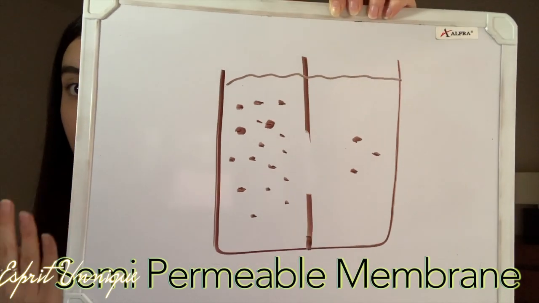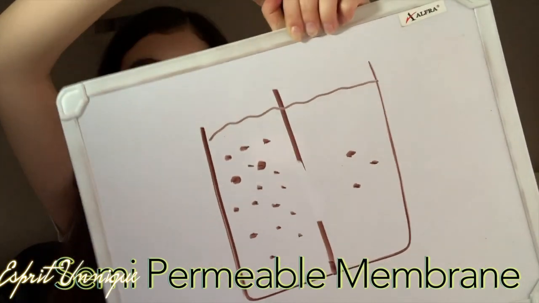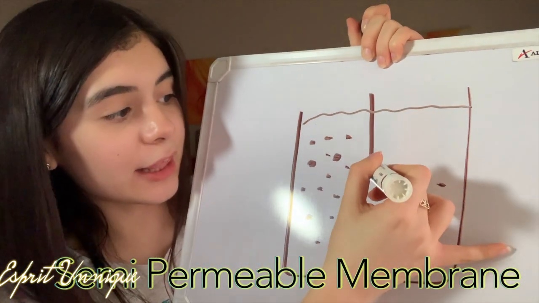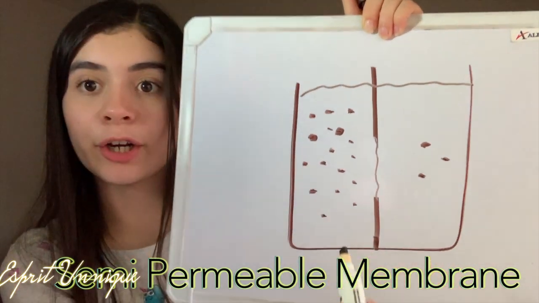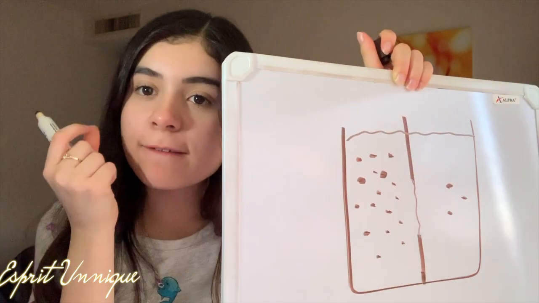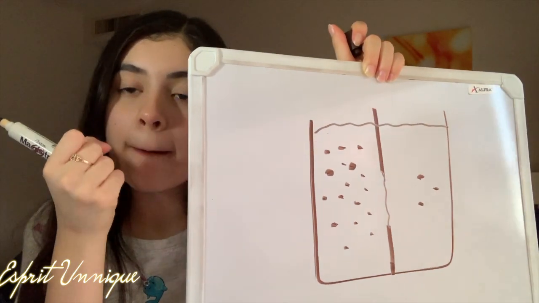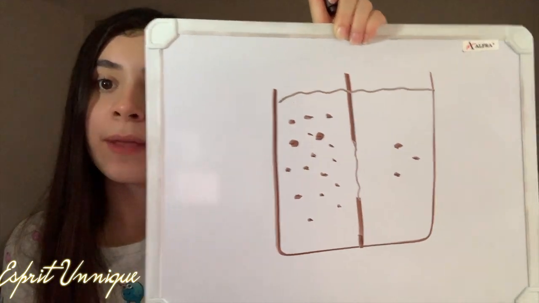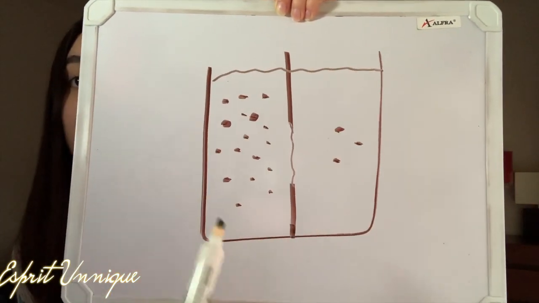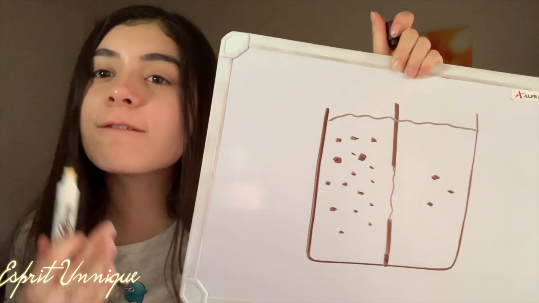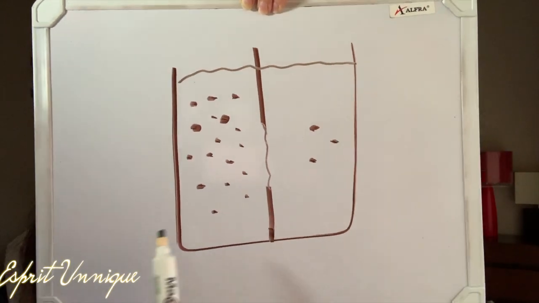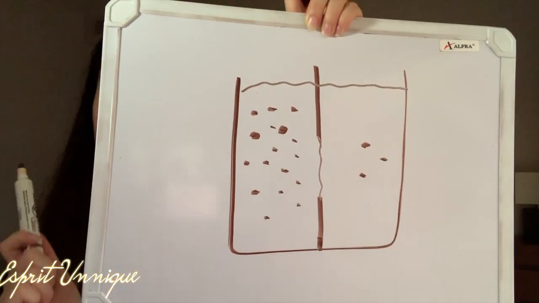What is a semipermeable membrane? Okay, if we draw here, let's say that there's a semipermeable membrane here. Okay, this is very closed, but not entirely, because it lets the water molecules pass, but not the solution. So it's kind of like a filter. It allows the water to cross, but without the solute.